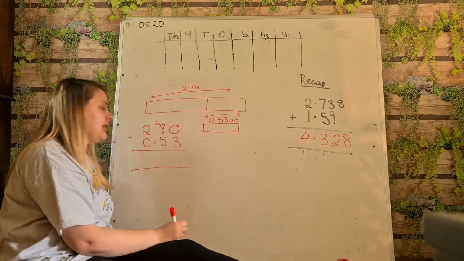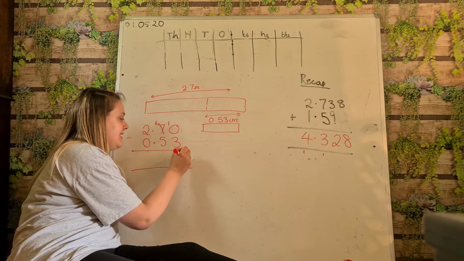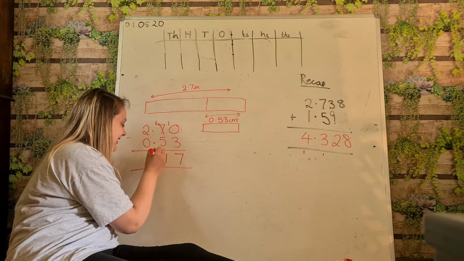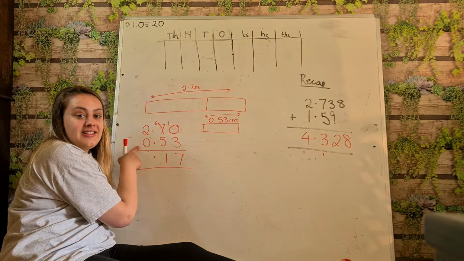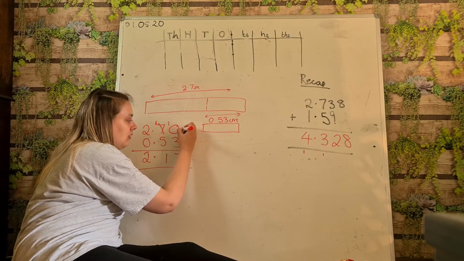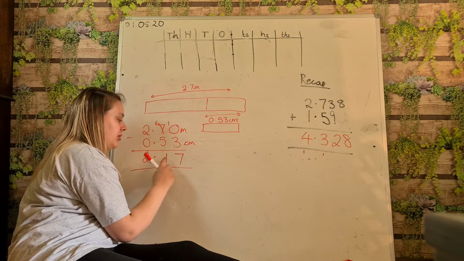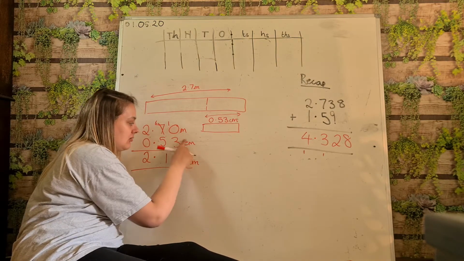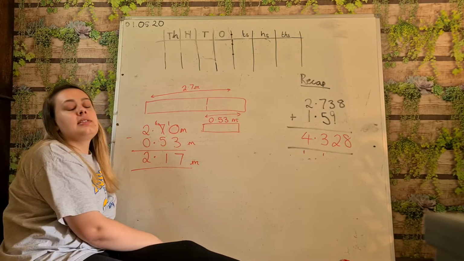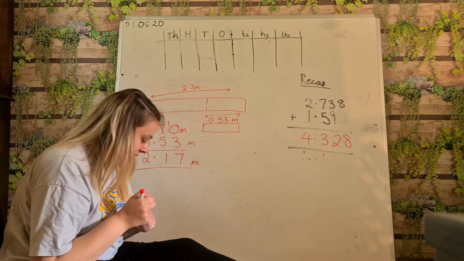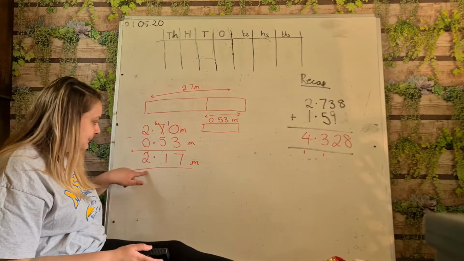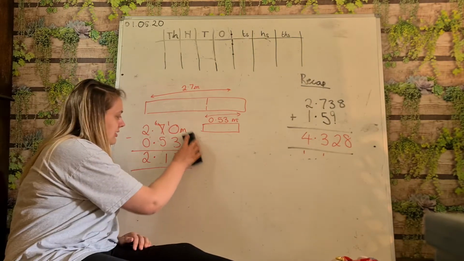So now I've got 10 take away 3, which is 7. 6 take away 5 is 1. And then 2 take away 0 is 2. Fantastic. So I have 2.17 metres. Oh, sorry, that's not centimetres, that's metres. 2.17 metres left. Fabulous.